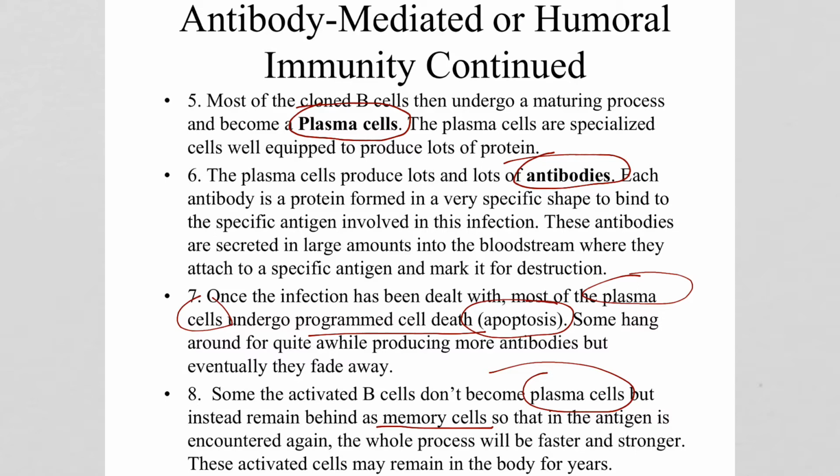And that secondary response happens so much faster and so much larger that typically you don't get symptoms upon the second, third, fourth exposures. These memory cells can stay in your body for maybe the rest of your life. So we might say that once you've been through that first infection and you're over it, that you're immune. You're immune largely because of the presence of these memory cells.